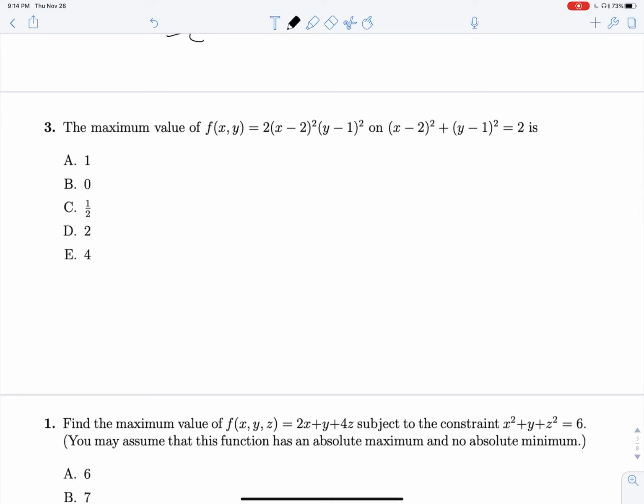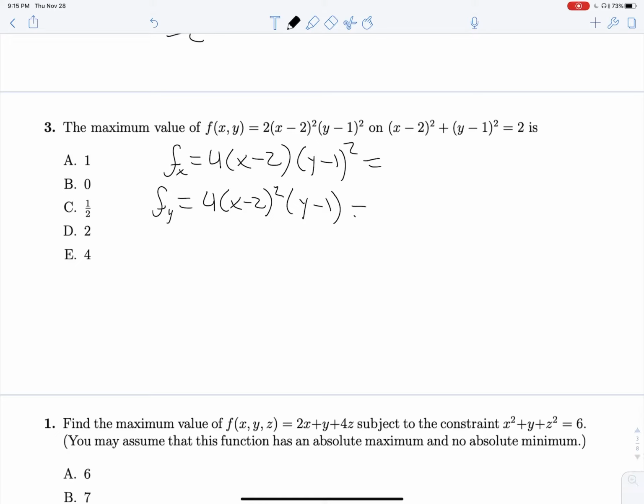Let's find the maximum value of this big monstrosity. So in this case, we kind of do need some organization. Fx is going to be 4 times x minus 2, y minus 1 squared. Fy is going to be 4 times x minus 2 squared, y minus 1.